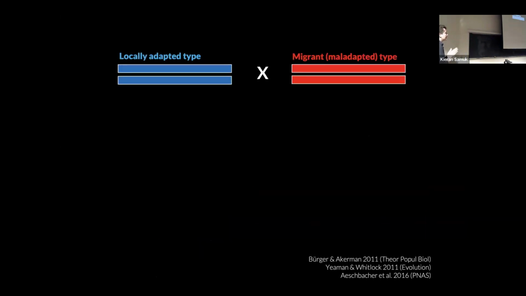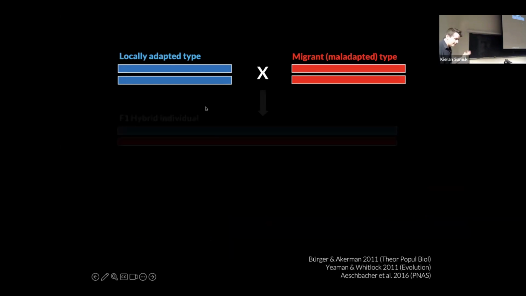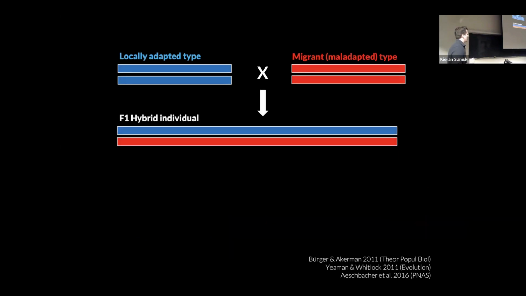Okay, so how does this play out when we think about how a migrant type might interbreed with a local type? If we do a cross between these two, we end up with the F1 hybrid individual.